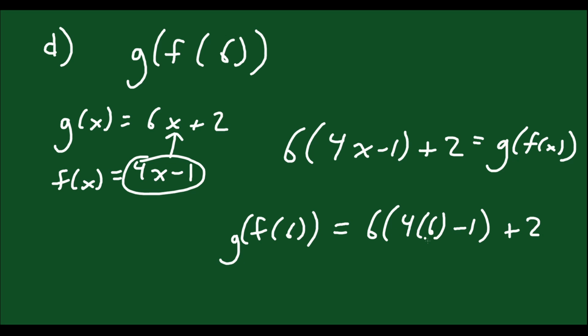So 4 times 6 will be 24, minus 1 is 23. 23 times 6 will be 138, and then you'll have 138 plus 2 is 140. So 140 is your final answer.